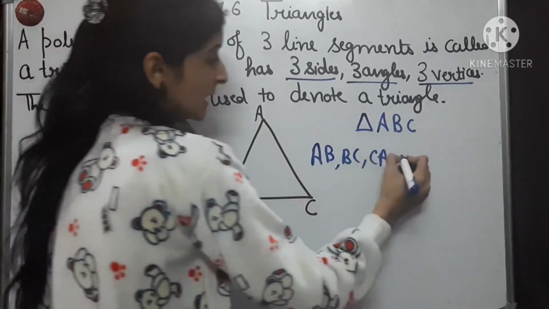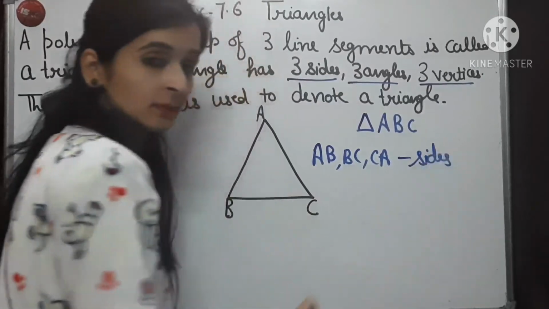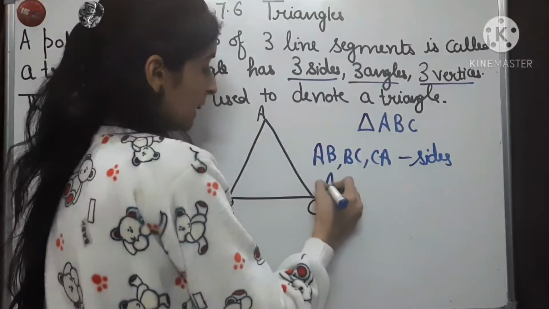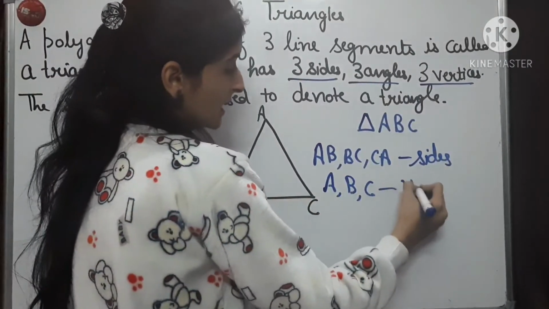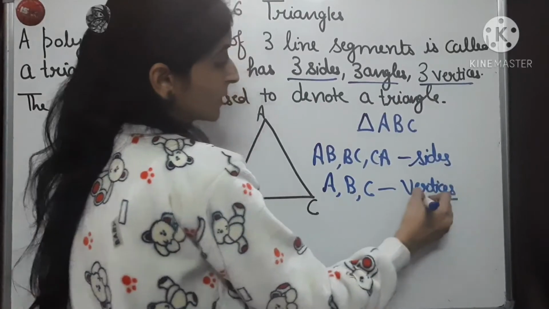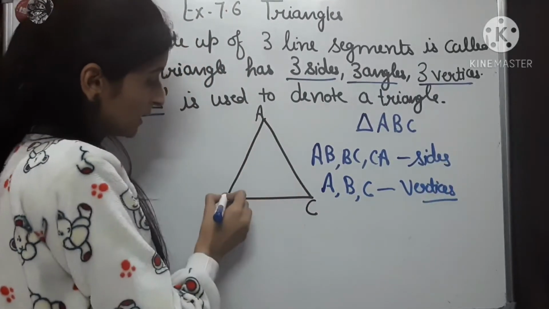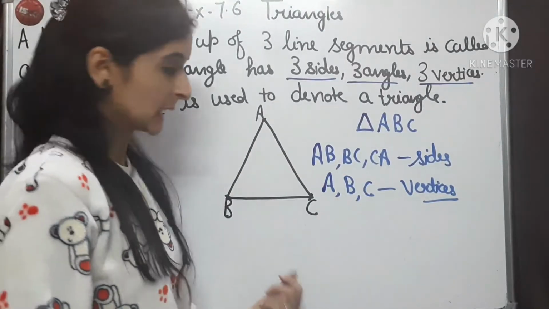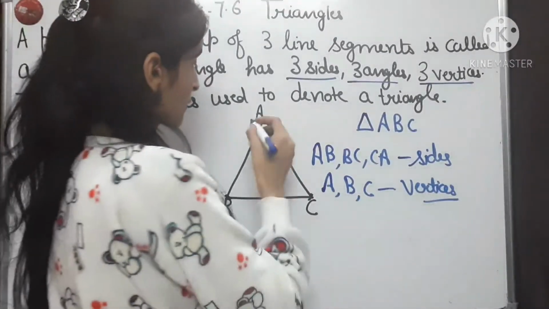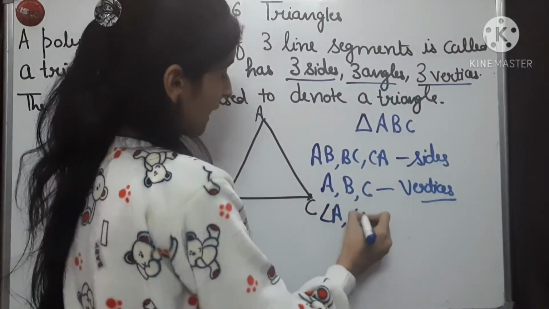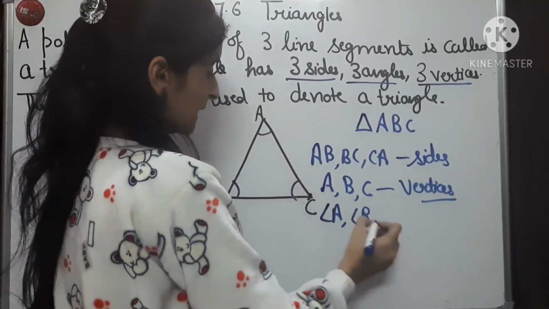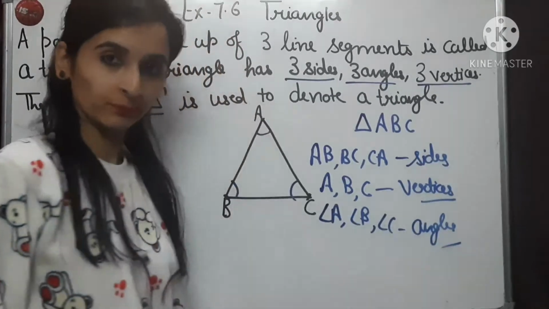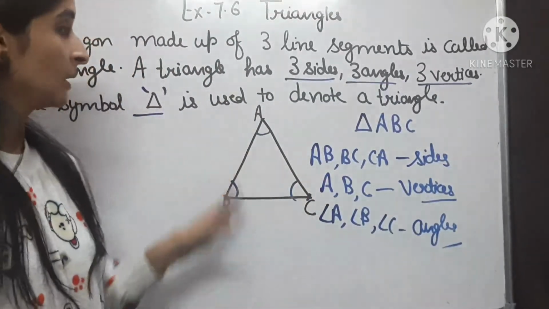Now, suppose we have this triangle ABC, then AB, BC and CA are the sides of the triangle. If I talk about vertices, A, B and C are the vertices of the triangle. Vertices means corners. So A is a corner, B is a corner and C is also a corner of this triangle. Now, let's talk about angles. Angle A, angle B and angle C are the angles of this triangle. So this is about a triangle.